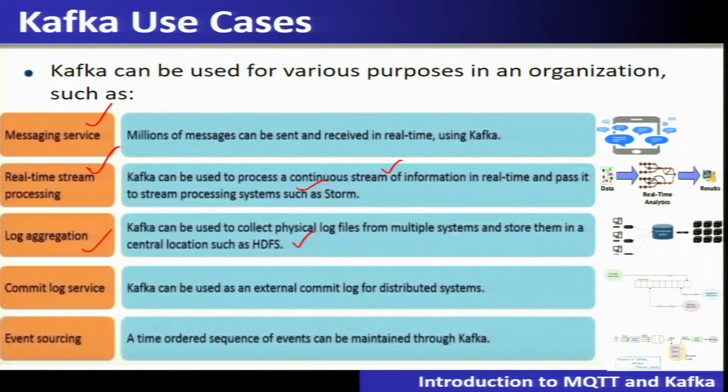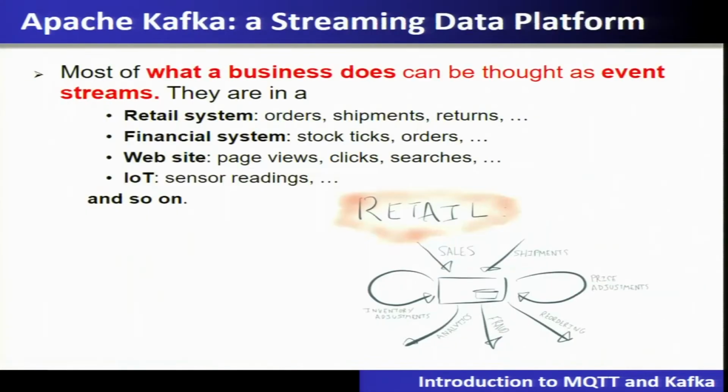Commit log service: Kafka can be used as an external commit log for distributed systems, and for event sourcing, that is, a time-ordered sequence of events can be maintained through Kafka. These are some of the details which are given. For example, if it is a commit log, you can see that from various systems it can read the log in the distributed environment and store it. Similarly, log aggregation also requires this kind of detail.